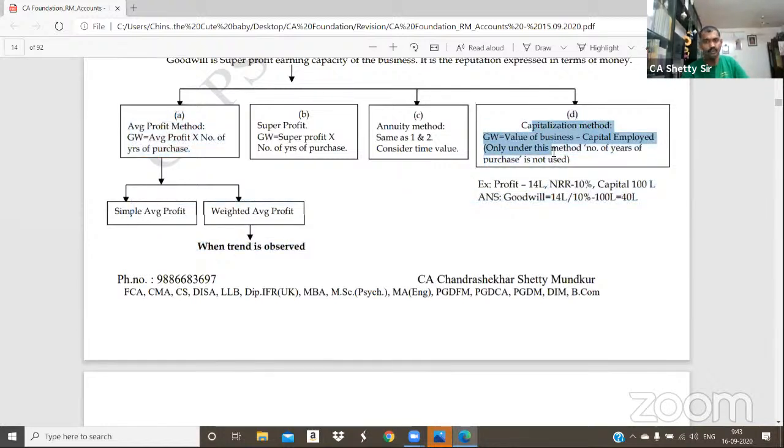Capitalization method. Goodwill is equal to value of the business, or they use the word capitalized value of the business, minus closing capital employed. So below that only, value of the business is equal to, keep writing.